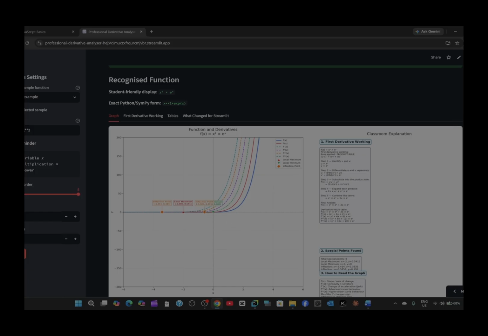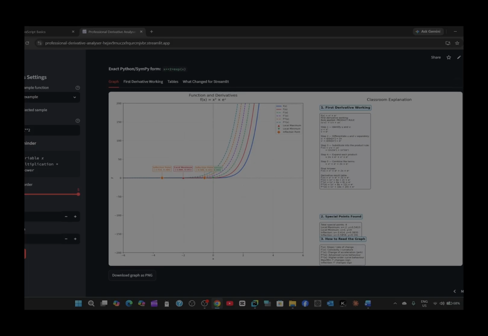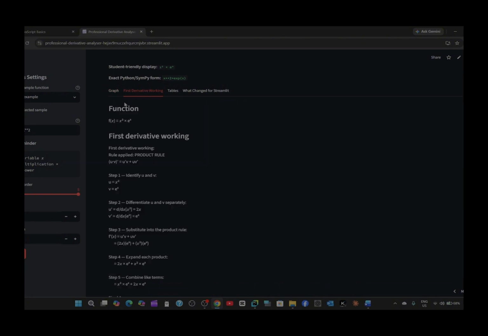So keep your hand here. You got special point here. You got all four special points, right? When you look at the derivative here, it's very easy to read from here. So first derivative function, first derivative working. This is the product, they call it the product rule.